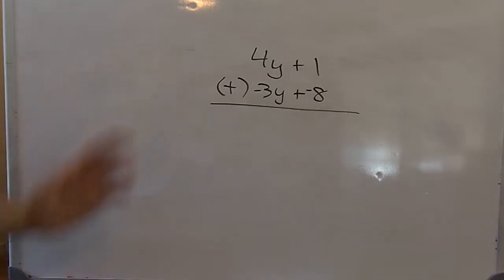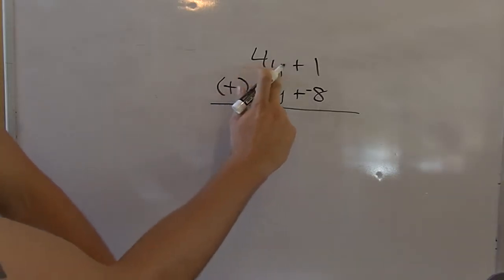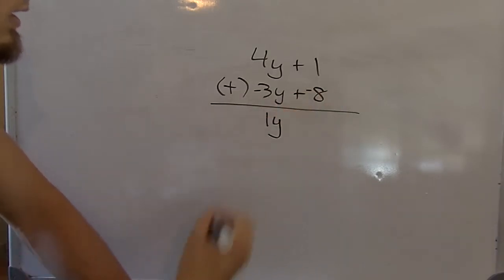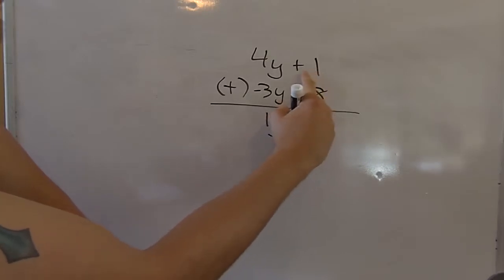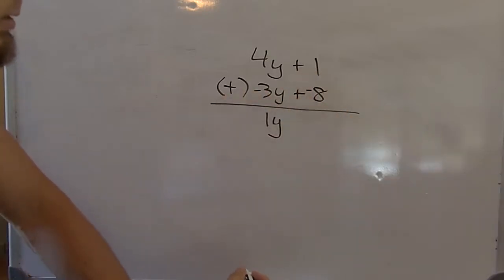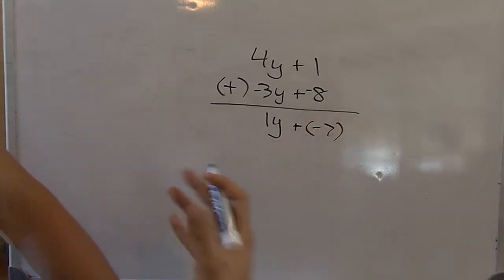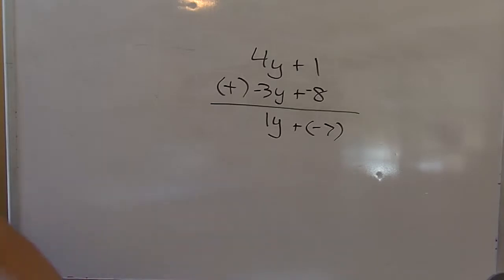Now, we do exactly what we did in Chapter 13, Section 2. Positive 4y plus negative 3y gets you positive 1y. Positive 1 plus negative 8 is going to get me negative 7. Now, I could have just written minus 7, but again, we always like to use keep flip change or add the opposite whenever we have a subtraction sign. So I just kept it as plus negative 7, and that would be our answer for that problem.